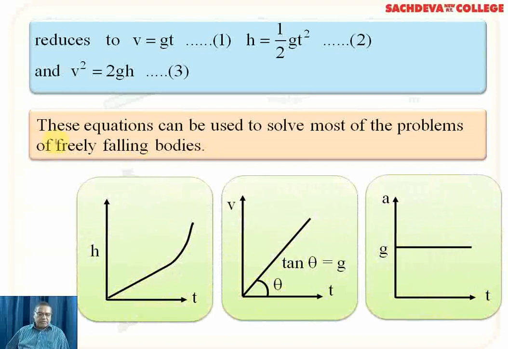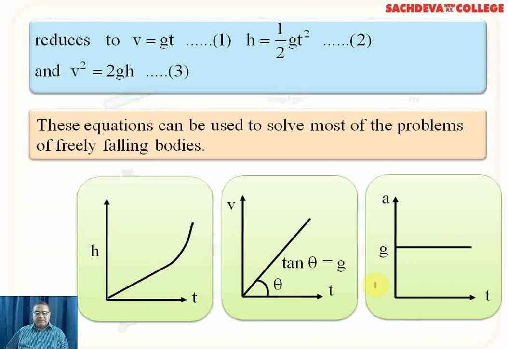Now, three graphs are indicated. The first graph is the h-t graph, in which h is taken on the y-axis and t on the x-axis, and we find that the nature of the graph is a straight line up to some extent, as the time is increasing, the height is increasing, and at a certain point the curve is indicated going upwards.